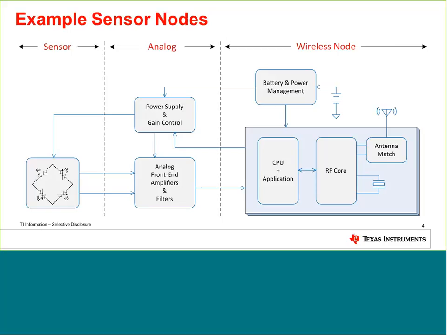On the left side, you can see that we have a sensor. Now, in this case, it's a Wheatstone bridge, normally used for pressure sensing. In the middle, there is an analog front end, which needs to process that signal coming from the sensor, filter it, and gain it. And also, we have a power supply and gain control. So that's all in the middle portion of the analog example of the sensor node. On the right side, where is the wireless node, we have power management. We have a microcontroller with application specific software. We have RF core and antenna for further communication.